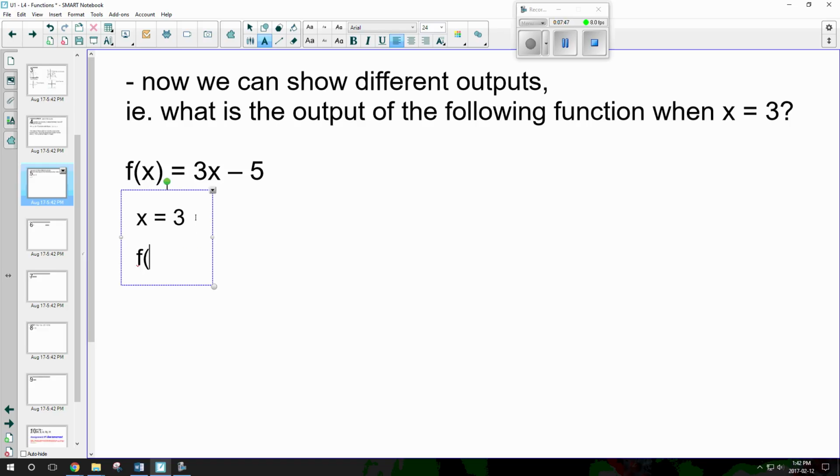So in our function, we're going to replace every x with a 3. So we have f of x here. Now we're finding the value of f at 3. Then in our function here, again, we're going to replace all our x values with the value of 3, so that we get 3(3) minus 5. And then we can solve that out to see what that value is.